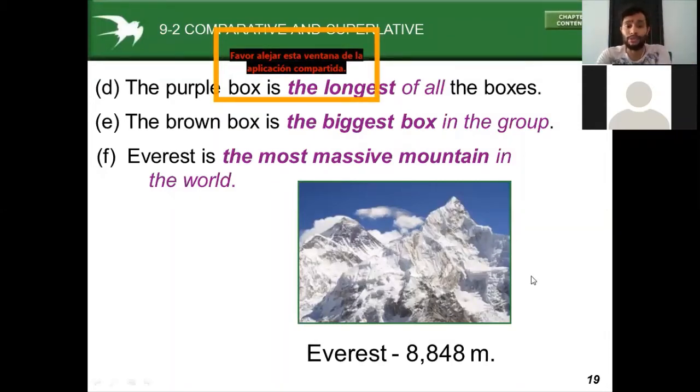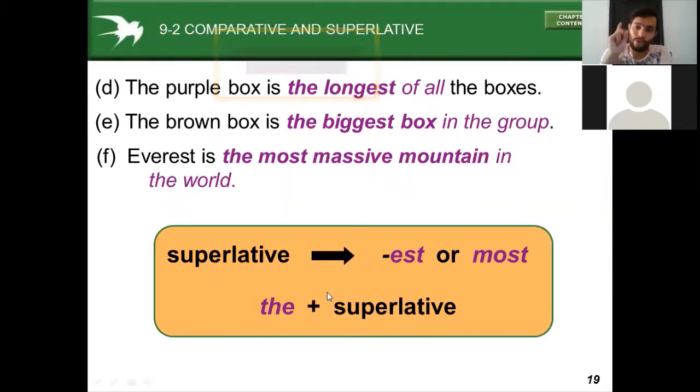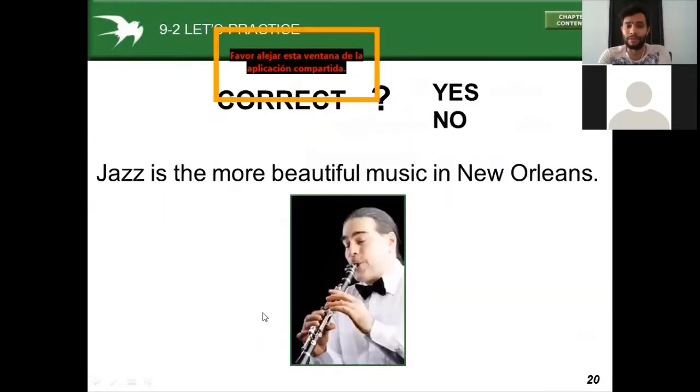You know how to use this part right here because you showed me actually. So for the superlative, we add -est for the short adjectives, for 1-syllable adjectives, and "most" for 2 or more syllable adjectives, like in the case of massive. And remember that here we always accompany either -est or most with "the," all the time, right? We always use it. So let's see.